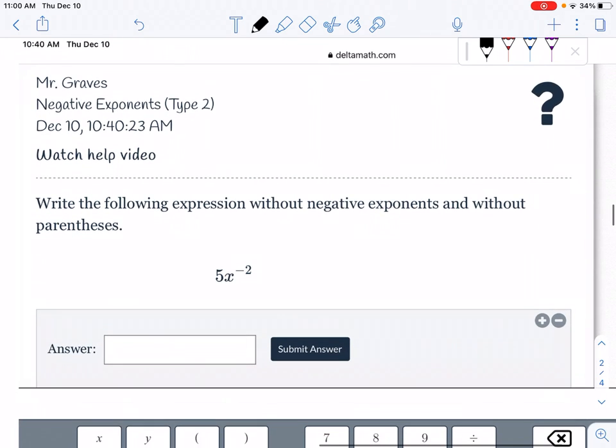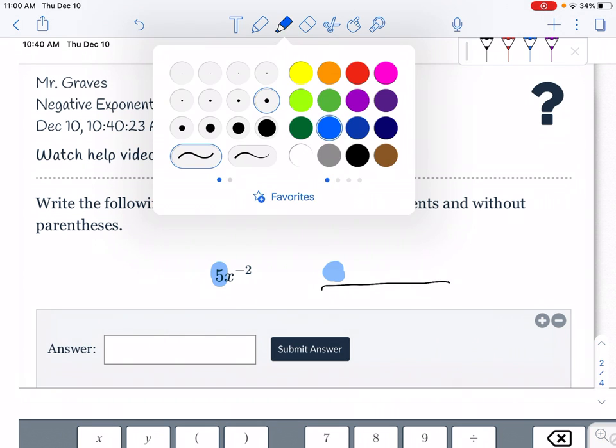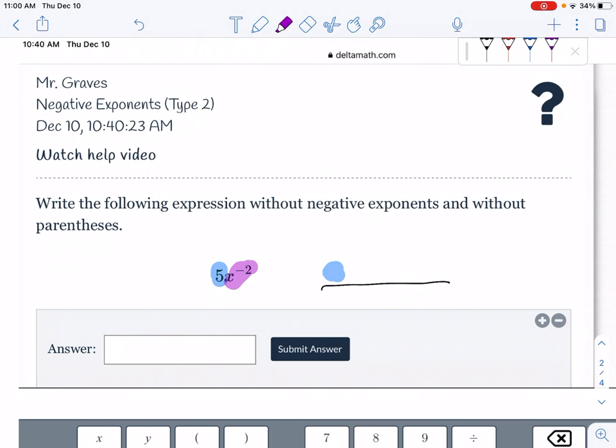All right, we have 5 is just fine where he's at. Does not need to move. However, x to the -2 is unhappy and needs to go downstairs. So 5 stays upstairs. X to the +2 now because we moved him downstairs and now he's happy.